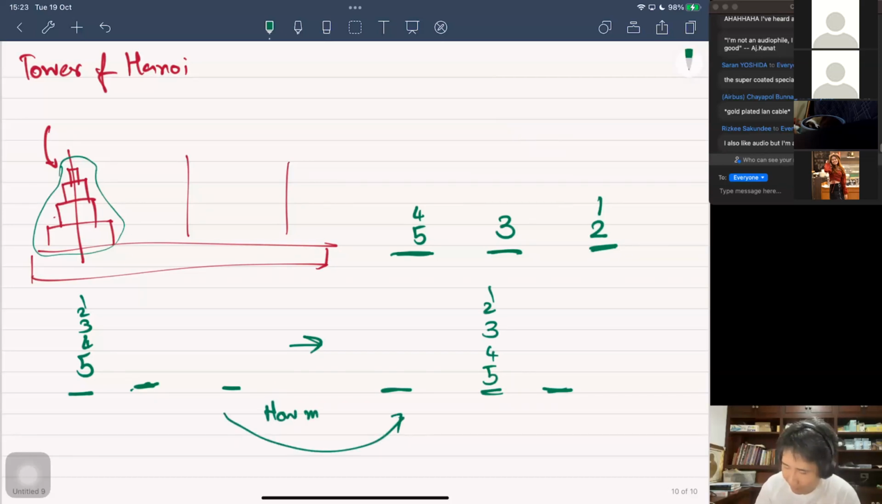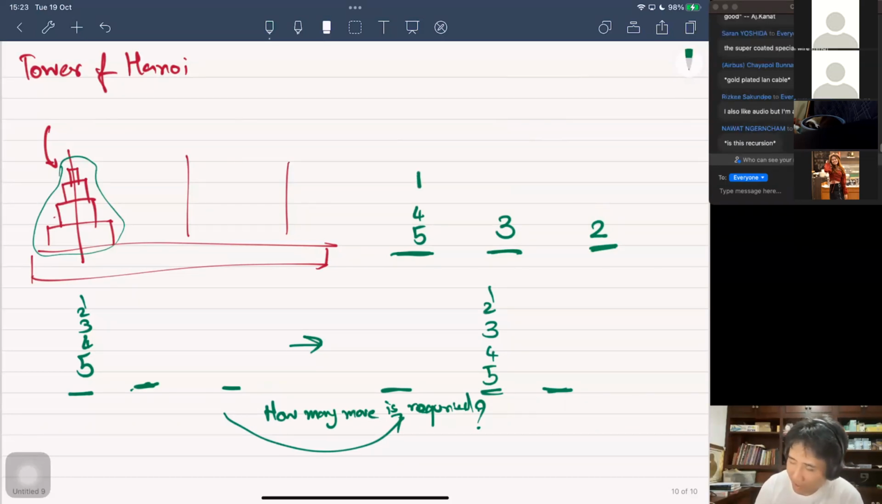How many moves are required? Yeah, so far so good. Everyone understands the idea, right? I can continue playing this. So for example, you can move 1 over here, move 2 over here, move 1 over here. Now you can move 5, you can move 4 away, right? And so on. Okay.